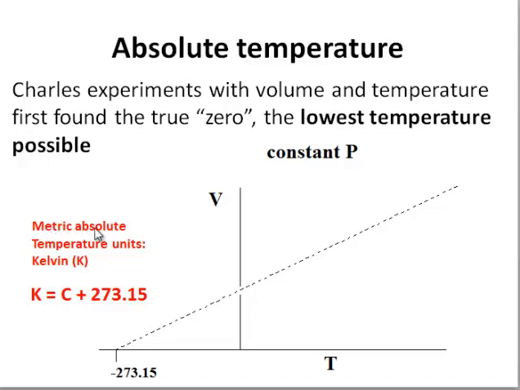An absolute temperature scale, the metric absolute temperature scale, has zero at its lowest possible unit. The scale is called the Kelvin, and you can make a Kelvin temperature just by adding 273.15 to the Celsius temperature. By definition, this is an exact relationship. So in a metric absolute temperature unit, 0 is the lowest possible value. And there will be no negative values.